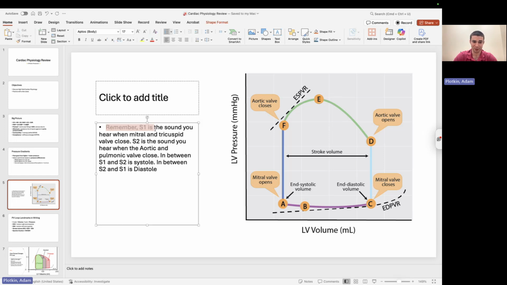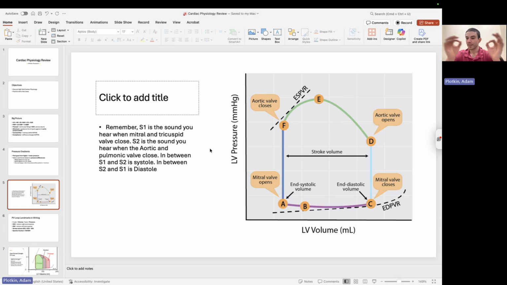I just gave you guys a reminder here. So S1 is the sound, like you guys have heard about S1, S2, there's an S3, there's an S4. We probably won't talk about those during this lecture. But S1 is the sound you hear when the mitral and tricuspid valves are snapping shut, right? S2 is the sound you hear when the aortic and pulmonic valves are snapping shut.